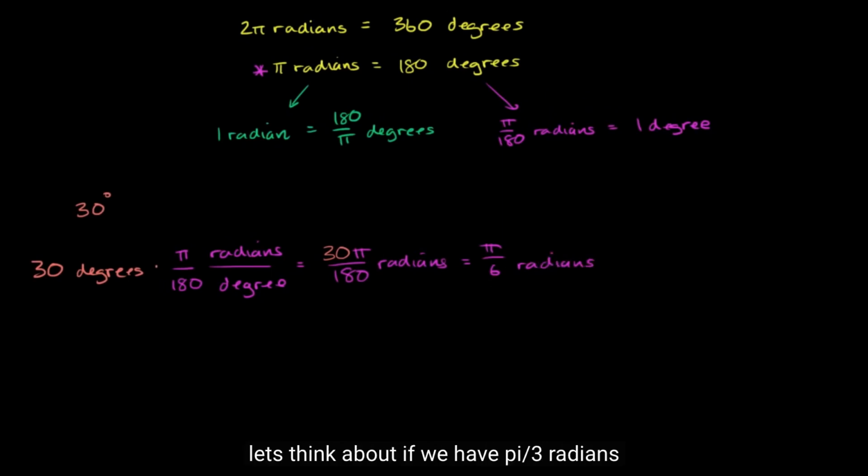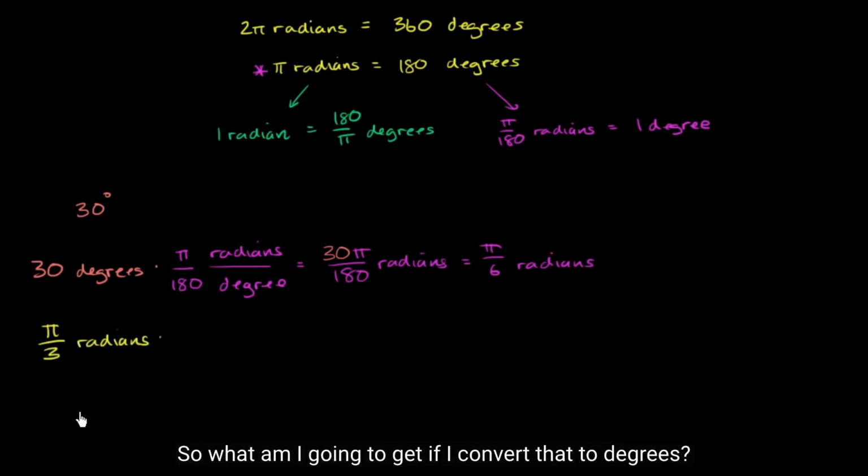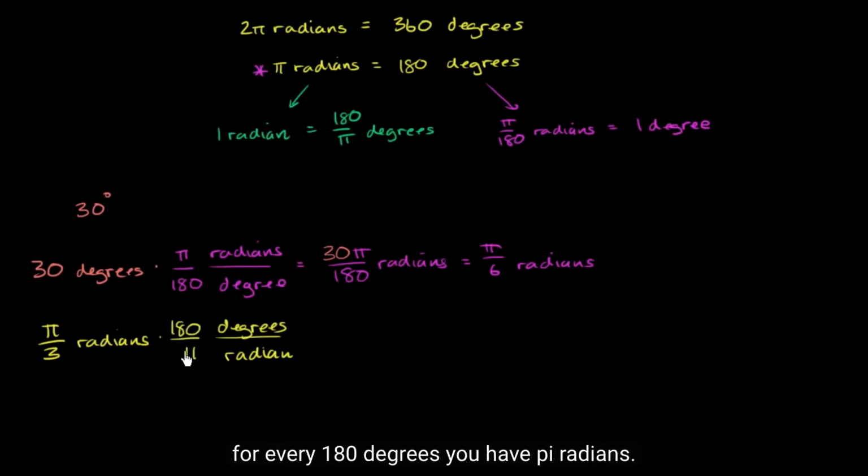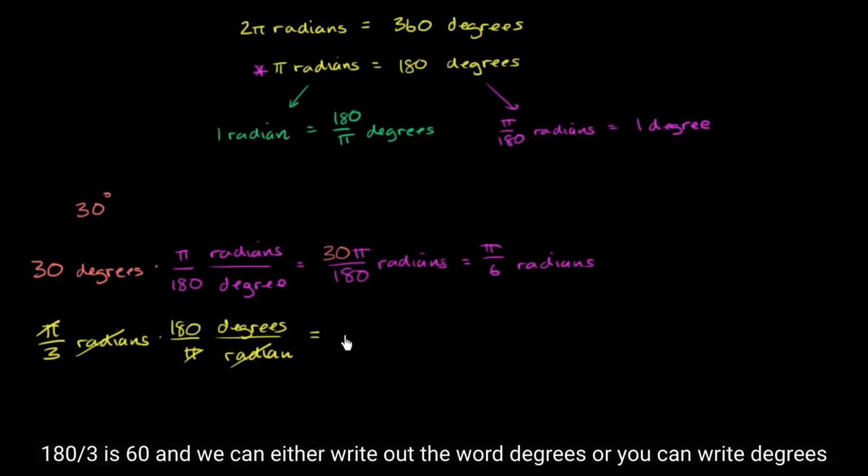Now let's go the other way. Let's think about if we have pi over 3 radians, and I want to convert that to degrees. So what am I going to get if I convert that to degrees? Well, here we're going to want to figure out how many degrees there are per radian. And one way to think about it is, think about the pi and the 180. For every 180 degrees, you have pi radians. 180 degrees over pi radians, these are essentially the equivalent thing. Essentially, you're just multiplying this quantity by 1, but you're changing the units. The radians cancel out, and the pi's cancel out, and you're left with 180 over 3 degrees. 180 over 3 is 60, and we could either write out the word degrees, or you can write the degree symbol just like that.